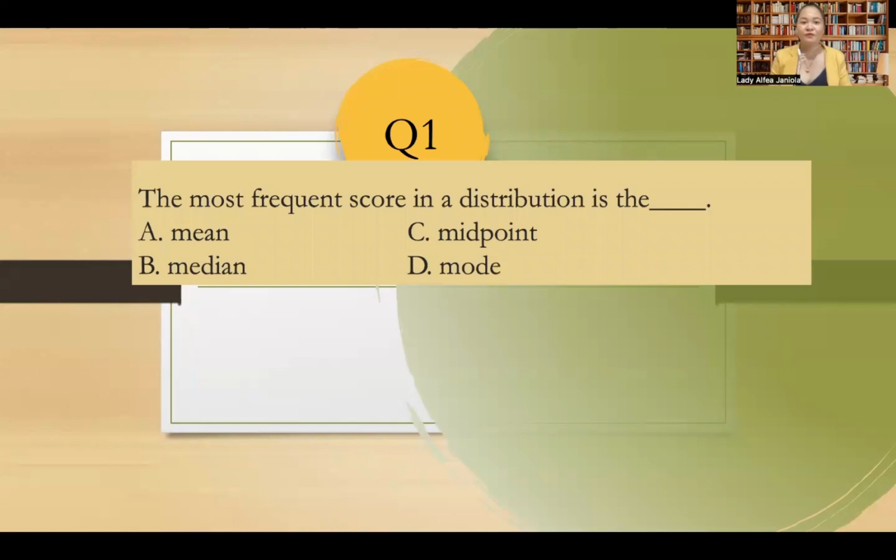The most frequent score in a distribution is A, mean, B, median, C, midpoint, and D, mode. So since most frequent, the answer here is D, mode.